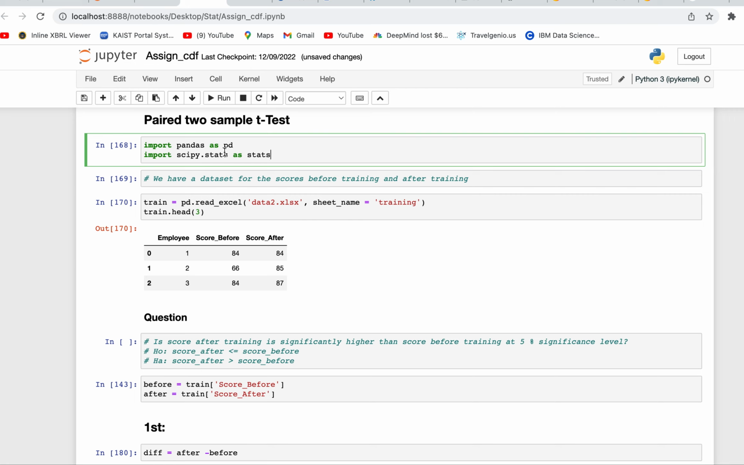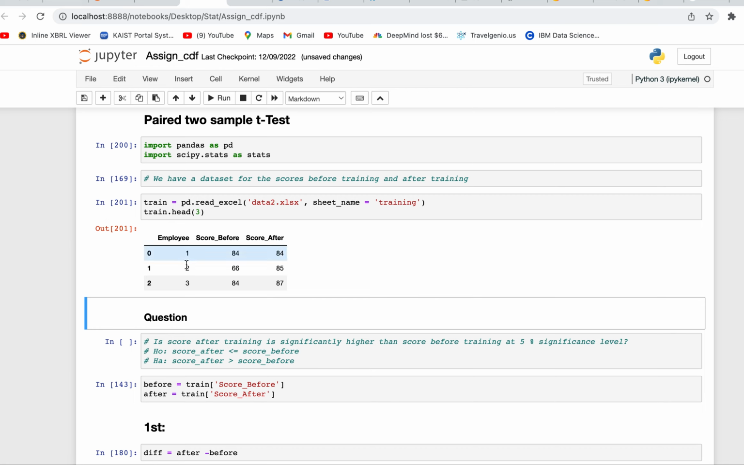First, I just imported some necessary libraries, pandas and scipy stats from Python. So we have a dataset for the scores before training and after training. If you see, we have an employee and his or her score before training, and let's assume that we trained them and we got new scores, and we are going to test whether these two scores are significantly different from each other.